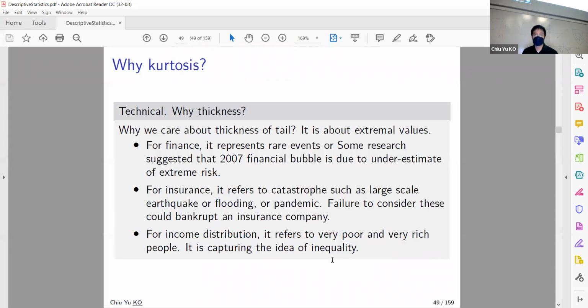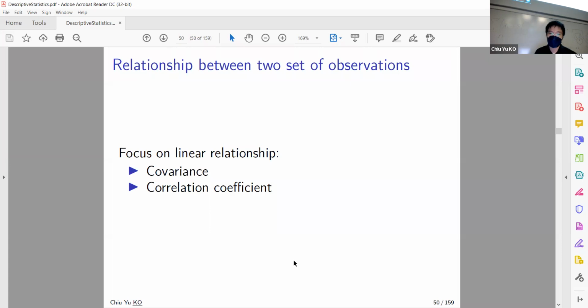So why we care about kurtosis is about extreme value. As I said, a financial bubble is underestimated, the extreme risk, the insurance is large scale, and we talk about income inequality. Why do I care about that? So at the end, I want to talk about variance and correlation coefficient. With the last 3 minutes, I think it's okay to at least give you some idea why we care about this too.